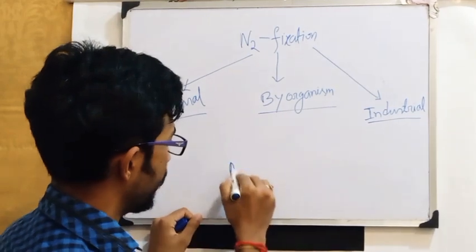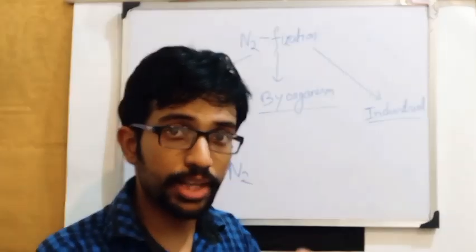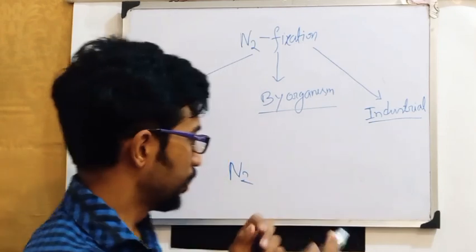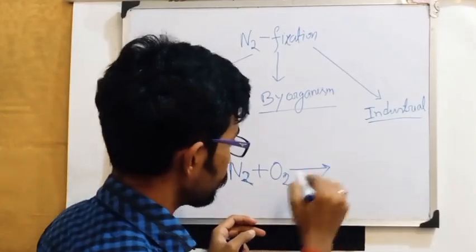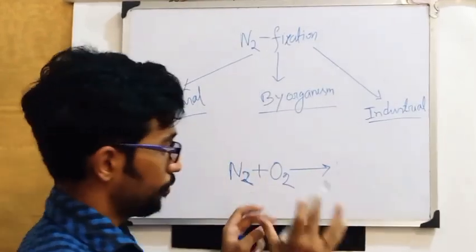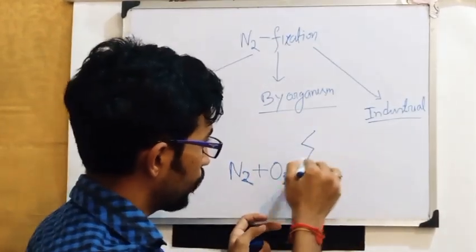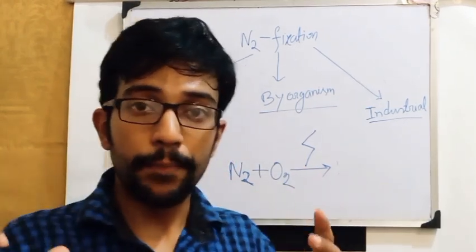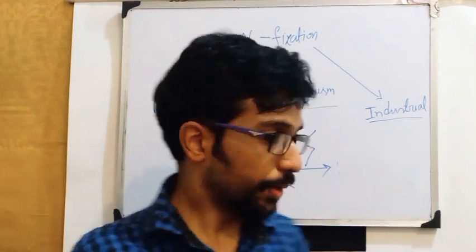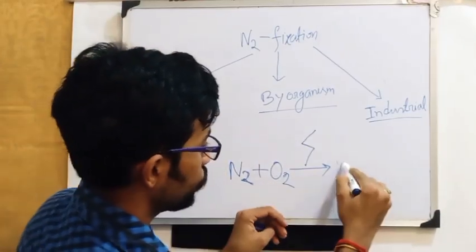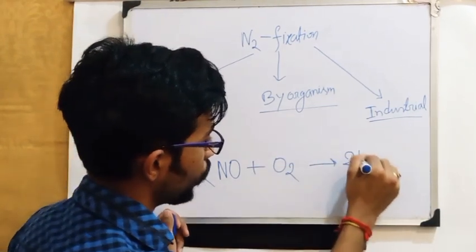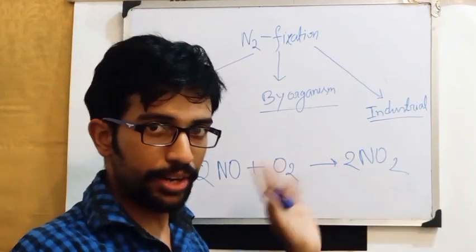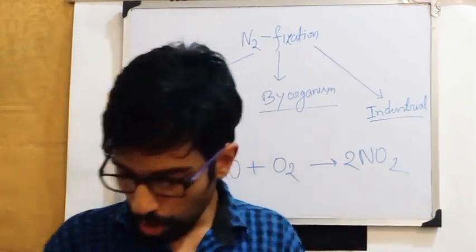This is the natural process: the nitrogen present in the air and the oxygen present in the air chemically react with the help of the electric sparks of lightning in nature. Okay, then this is converted into 2NO, nitric oxide. This 2NO then reacts with oxygen and forms 2NO2, nitrogen dioxide.